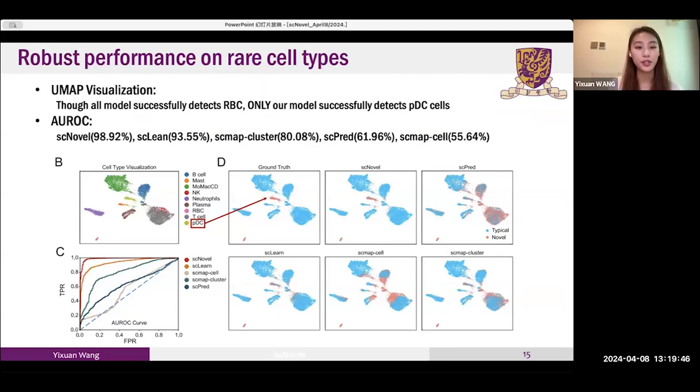The UMAP visualization here shows that almost all the models can successfully detect RBC. However, RBC here lies in the lower left region in the UMAP visualization. However, only our model, scNovel, can successfully detect the PDC cells, which is a novel real cell type in this setting. So we show that scNovel has a robust performance on the real cell type prediction task.